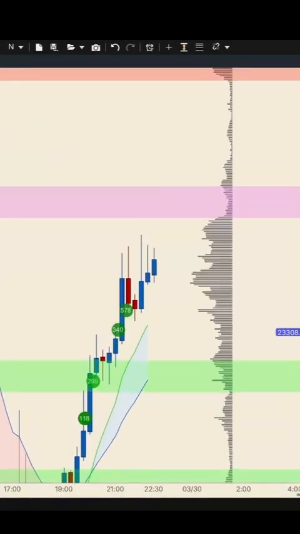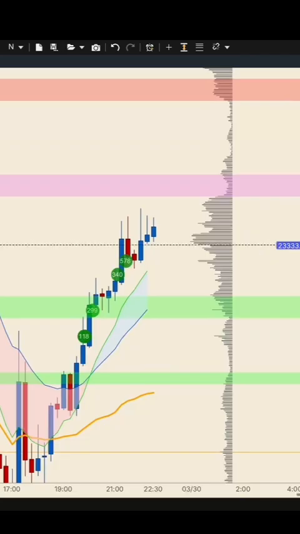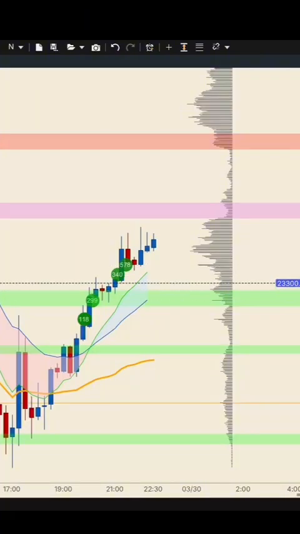Alright, let's get into it. My Mac just died because I was so busy staring at the chart that I didn't even notice it was at 1% or something, and then it died. So that sucks. But anyways, let's just get into it.